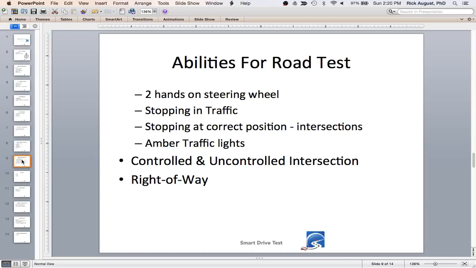You have to know the correct stopping position at intersections, particularly stop sign intersections. There are 3 stopping positions at stop sign intersections: at the stop line, before the crosswalk, before the sidewalk, or where the two roads meet. Those are the 3 different stopping positions at stop sign intersections.